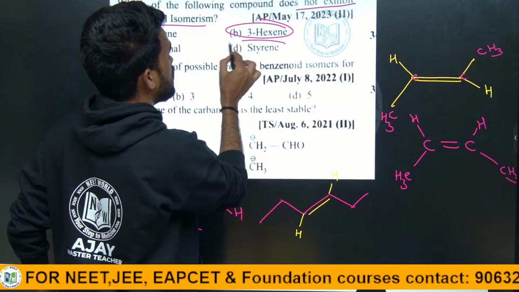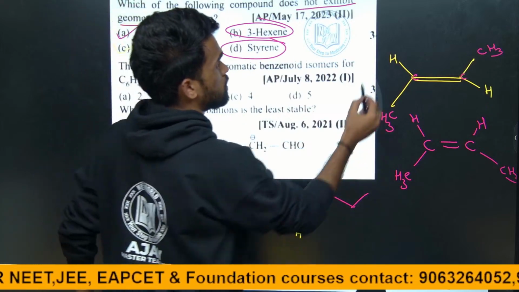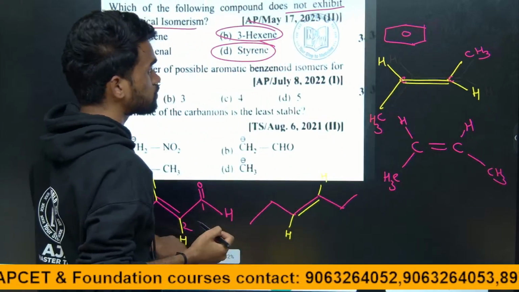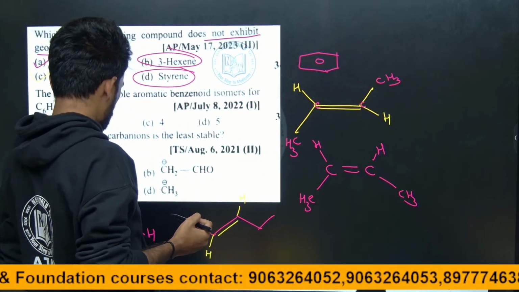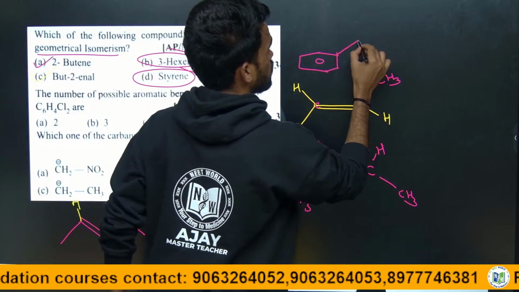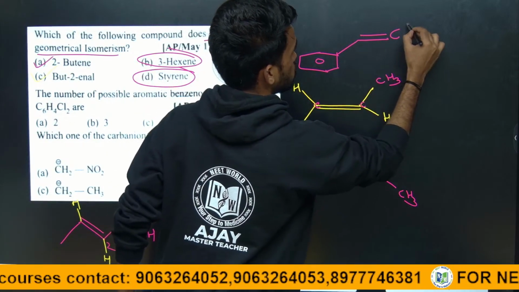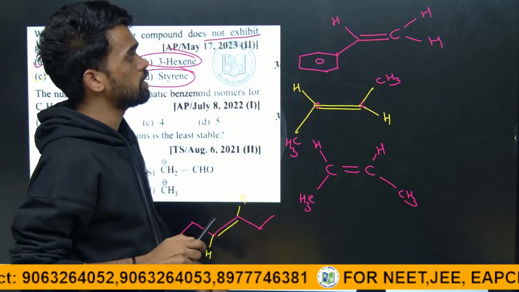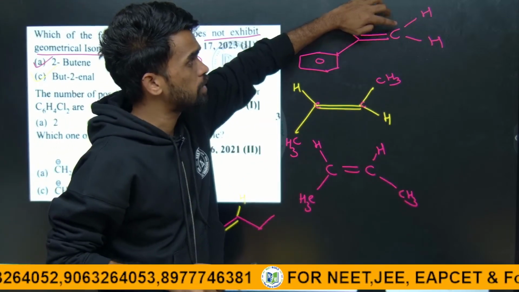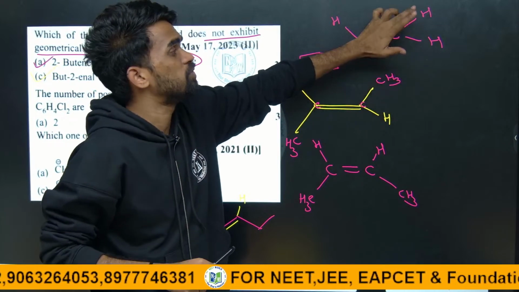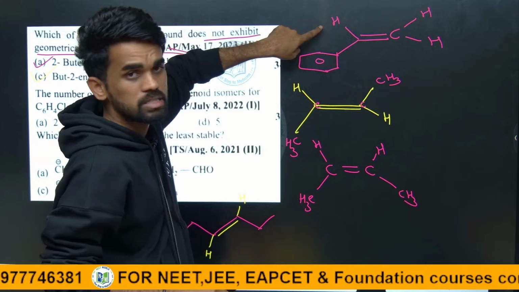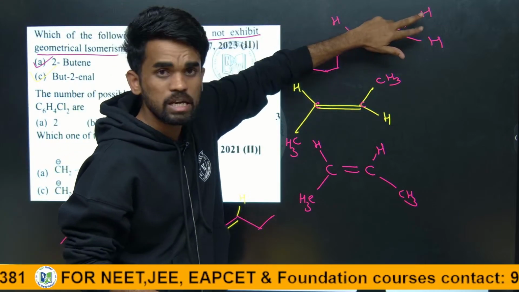So here styrene will not be exhibiting geometrical isomerism. You can draw the structure, this is benzene, and to this, this will be the styrene formula. Now look here, on one side of this carbon both are hydrogens only. We cannot differentiate the position of this hydrogen with respect to this, because these are equivalent now.